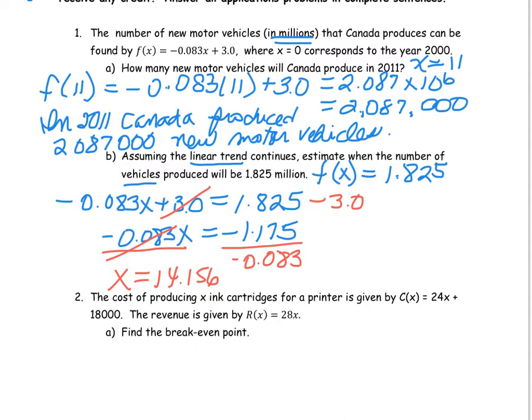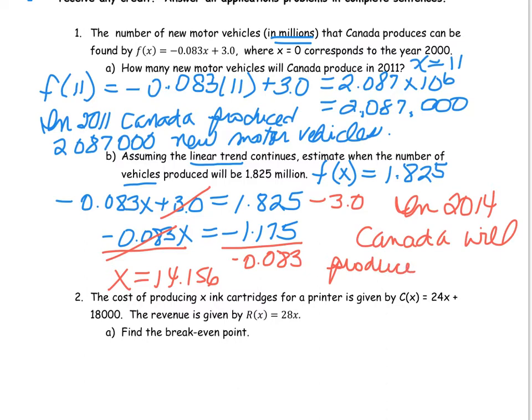And remember, x represents the number of years after the year 2000. So that means that that year will be 2014. So in 2014, Canada will produce 1.825 million new vehicles.